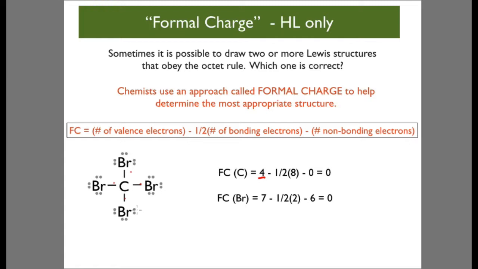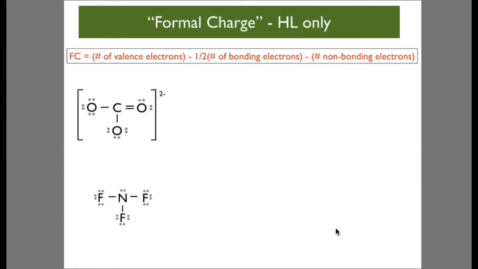Let's look at the bromine. Bromine has 7 valence electrons. It has a single bond there, 2 electrons, so half multiplied by 2. And it has 1, 2, 3, 4, 5, 6 non-bonding electrons, so 6 here. You do the math and you get 0.